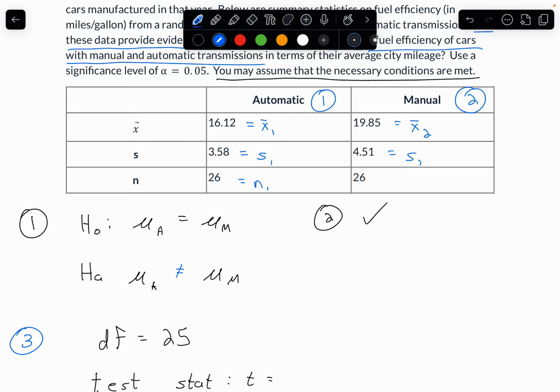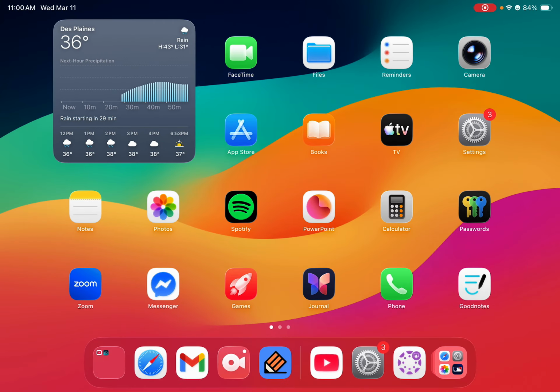4.51 is our S sub 2, and 26 is our N2. Again, I do think it's helpful just to lay this information out so that you know exactly what you're going to plug into the calculator here. So, hopping over to my graphing calculator right here.